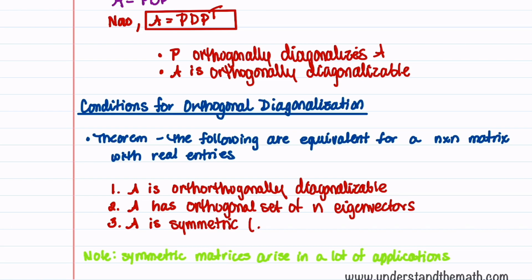Let's just remind ourselves, if A is symmetric, A is equal to A transpose. So the way this works in practice is we'll know if a matrix is orthogonally diagonalizable if it's symmetric, because if it's symmetric, it's guaranteed to be orthogonally diagonalizable. And then we can also say if it's orthogonally diagonalizable, we're going to get an orthogonal set of eigenvectors. Symmetric matrices arise a lot in applications.